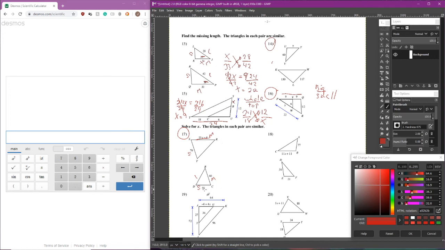So let's set up small over small. I'm going to start by going 50, that's that bottom smaller triangle, over 70. So small over small. Now when I go medium over medium, I'm going to go 60 on the top, and then I'm going to write this whole expression, 11x minus 4.